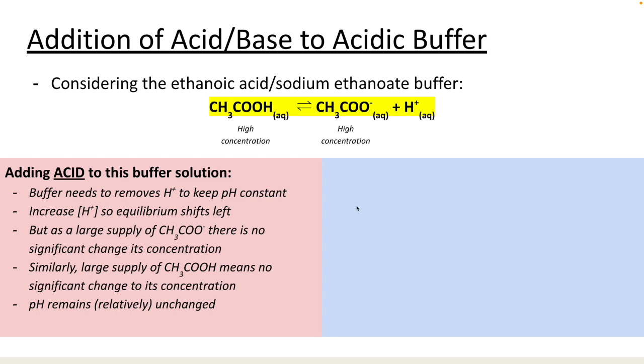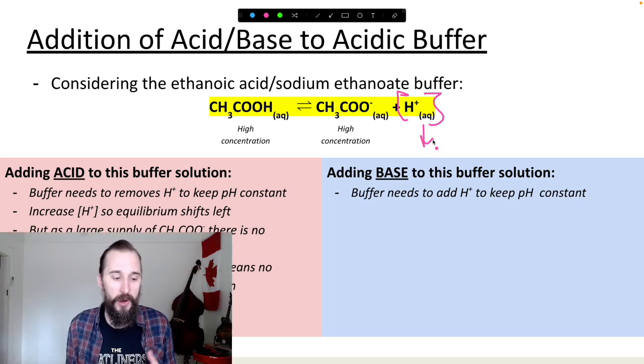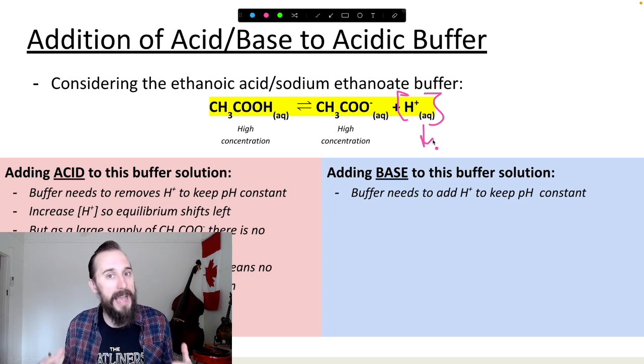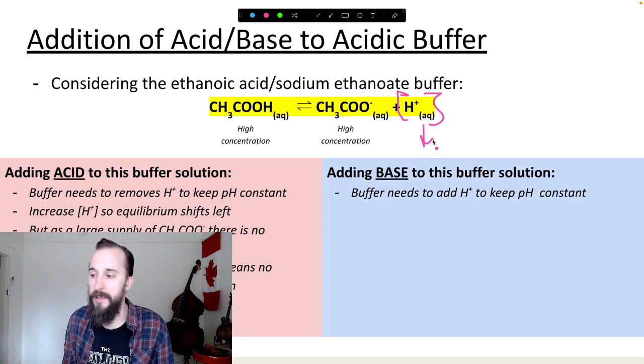What about our alkali or base? What if we're adding base? We are increasing the amount of hydroxide ions. The hydroxide ions are able to react with the H+, and what it does is it decreases the hydrogen ion concentration. So what does the solution need to do to keep the pH constant? It needs to subsequently increase the concentration of the hydrogen ions again. Always talking in terms of Le Chatelier's principle.